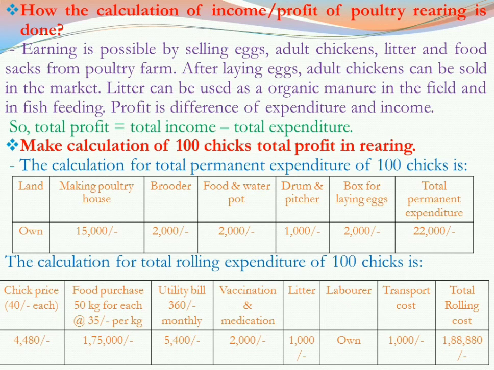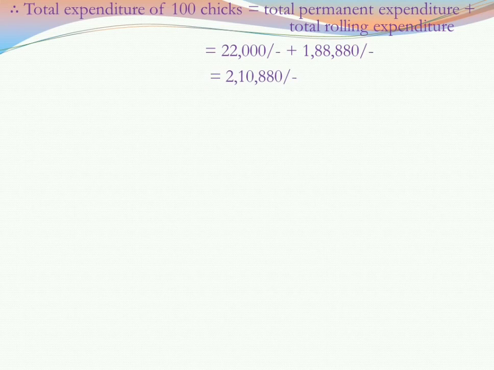So these are the expenditures for the farm for 100 chickens. The total expenditure of 100 chickens is total permanent expenditure plus total rolling expenditure, and that should be the addition of 22,000 and 1,88,880 taka. That is in total 2,10,880. Now let us see the income source, or calculate the income of 100 chickens.